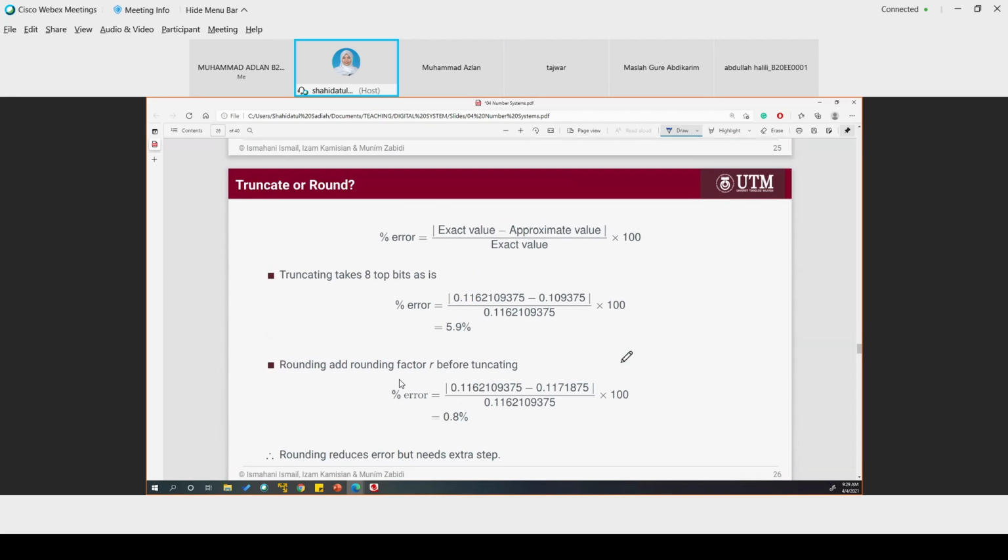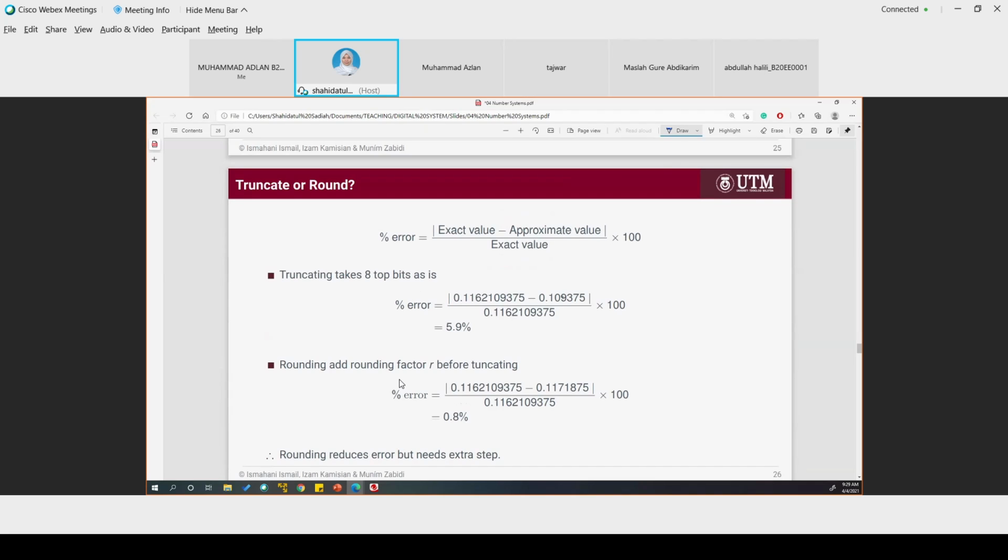Now let's see the next slide. So when we truncate and round a value of a long fraction bit, we will get an error. And the error percentage is calculated as the exact value minus approximate value, in absolute value, and we divide it by the exact value and multiply by 100 to get the percentage.